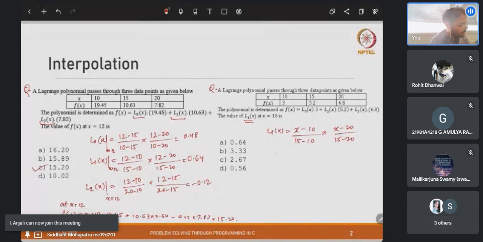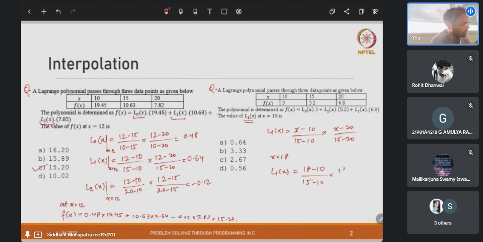Okay, now if I put x equal to 18, then what should L1(x) be? It will be 18 minus 10 by 15 minus 10 into 18 minus 20 by 15 minus 20. And what is that value? It's 8 by 5 multiplied by minus 2 by minus 5, which is 0.64. So we got L1(x) to be 0.64 at x equal to 18. That is what the question is asking. So this will be 0.64.